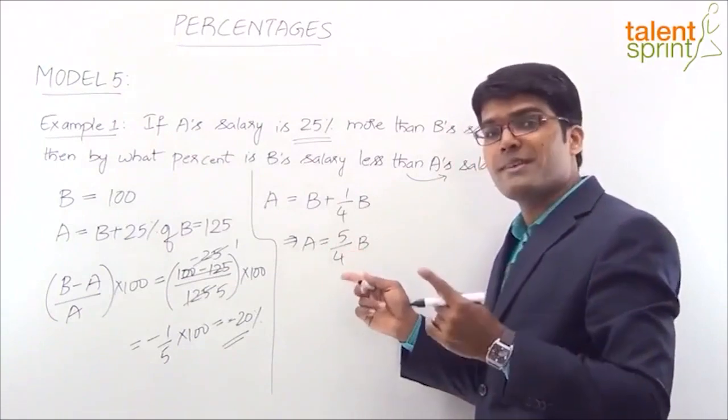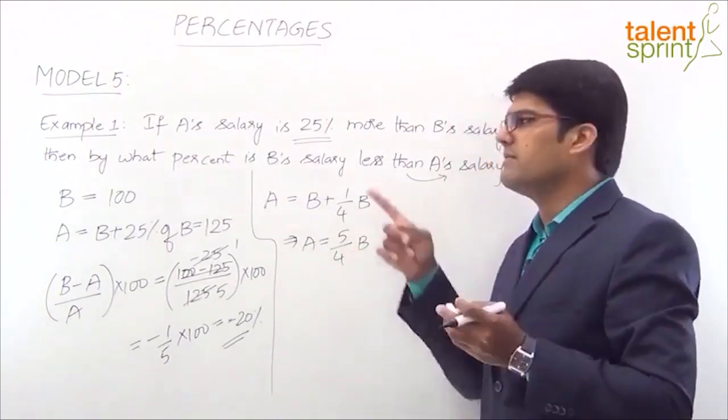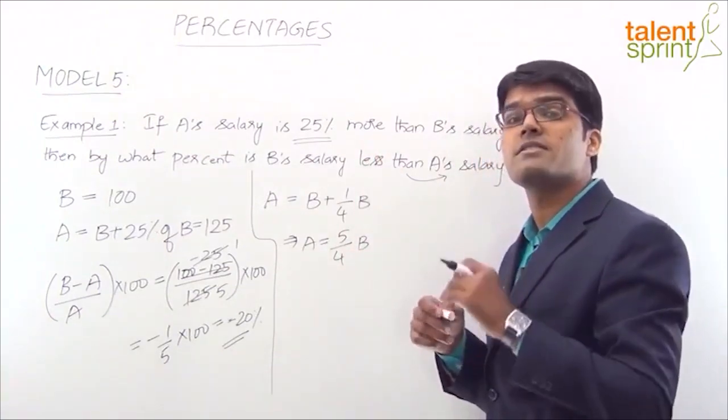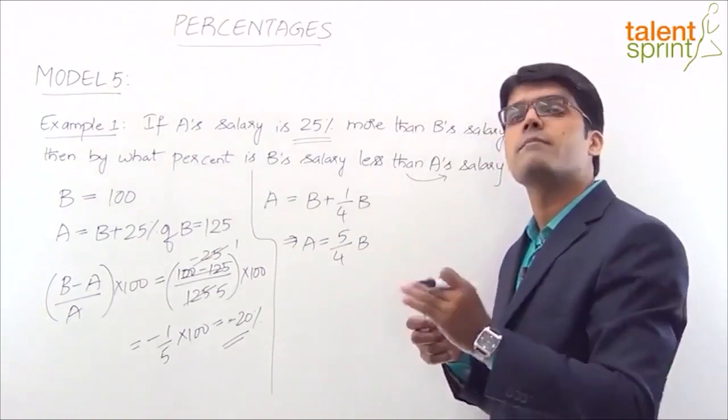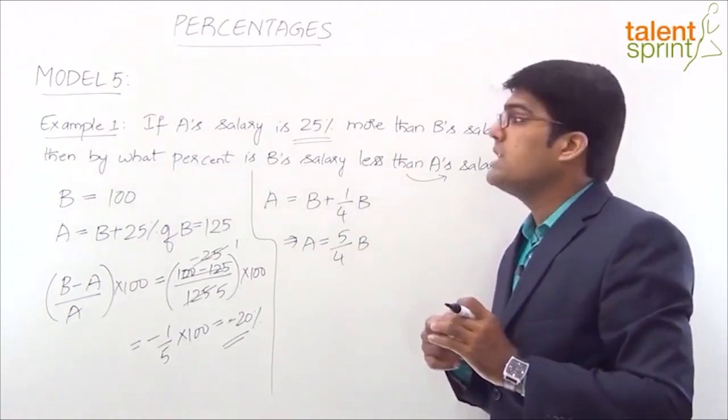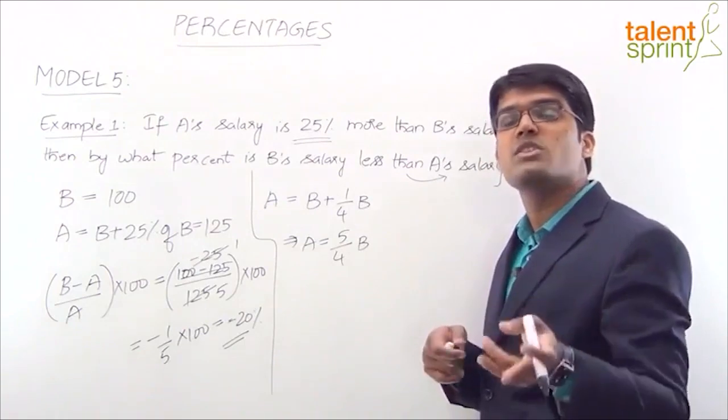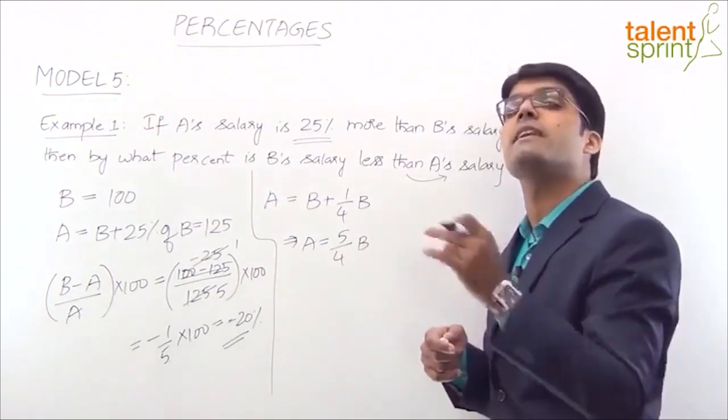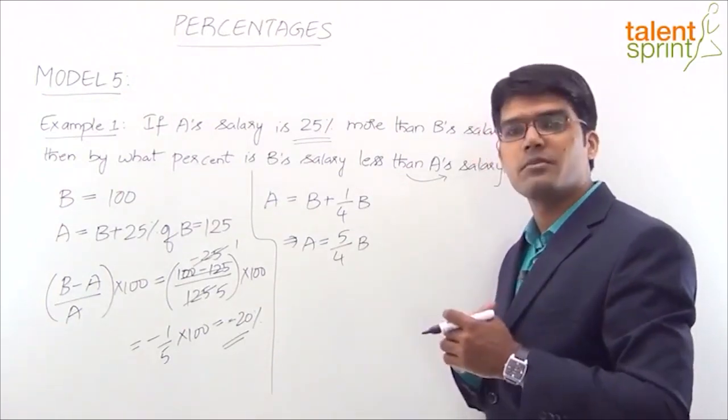5 by 4, if you convert to percentage, you will get 125 percentage, which is what is given in the question there. A is 25 percentage more. So obviously a will be 125 percentage of b. Yes or no? A is 25% more than b does not mean that a is equal to 25 percentage of b. It means a is 125 percentage of b, which is 5 by 4b.